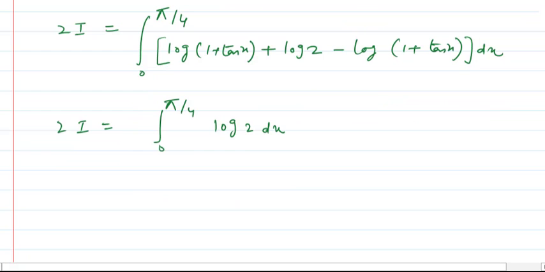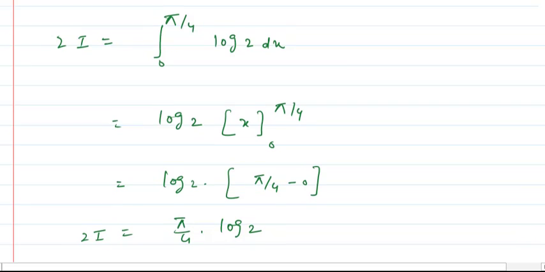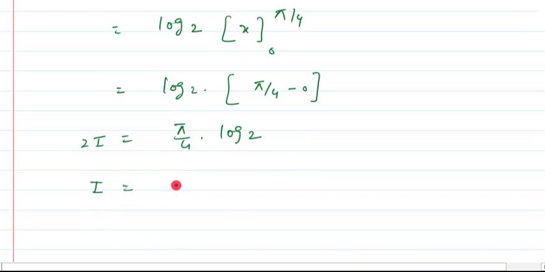What is log 2? Log 2 is the constant term. So log 2 is outside. We are left only with 1 into dx, and you know very well the integration of 1 is x, and using the limit 0 to pi by 4. Now it is log 2 using limits upper limit minus lower limit, that is pi by 4 minus 0. So 2I we are getting as pi by 4 into log 2. So what is your final answer? Your final answer, that is I, is pi by 8 log 2. So in this way you can solve these problems by using properties of definite integration.